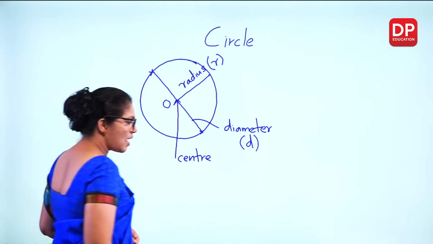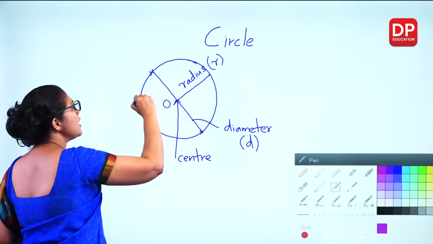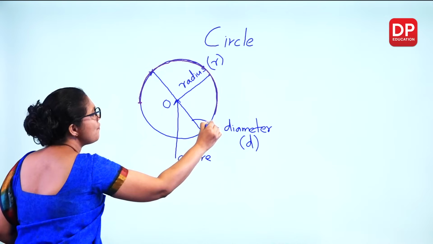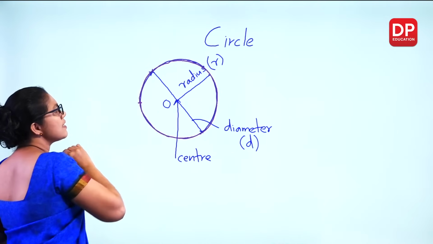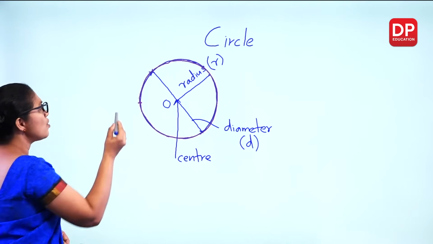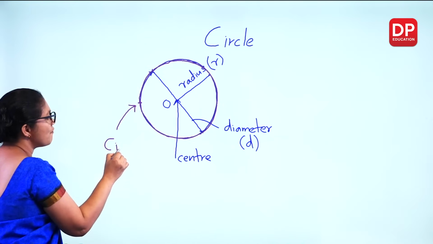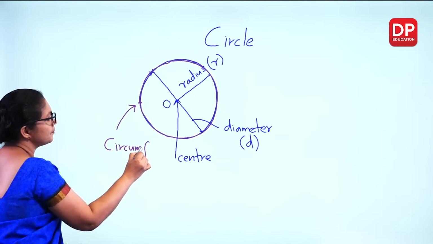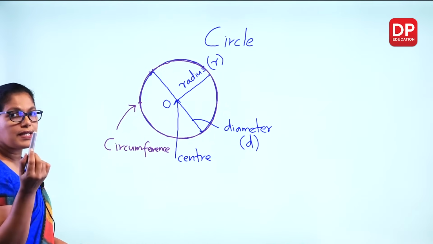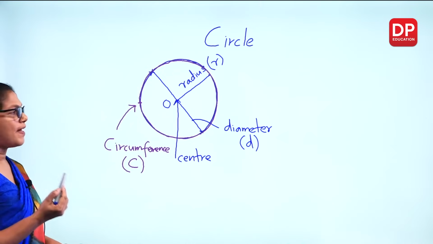And what about the perimeter of a circle? There's a special name for that. When you start from one place and go around the figure and come back to the same position, that's called the perimeter of a circle. Without writing perimeter of a circle, we can say circumference. So circumference is basically the perimeter of a circle. So we can use capital C for that.